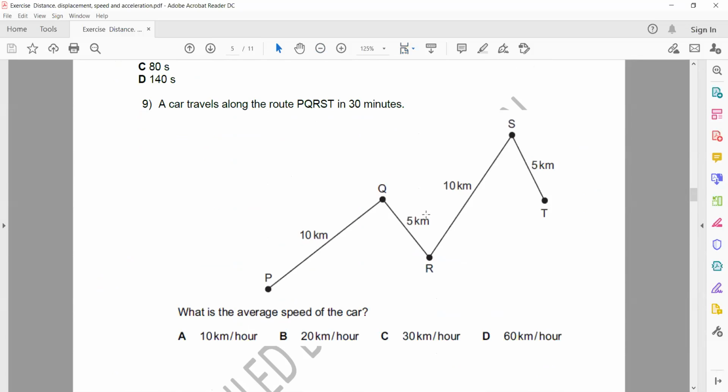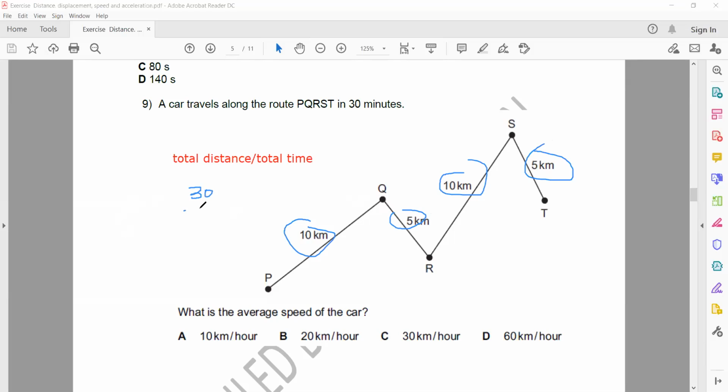In this question, a car travels along a route PQRST in 30 minutes. What is the average speed? So what's the formula to calculate the average speed? Average speed is the total distance divided by total time. In this question, the total distance traveled: it traveled first 10 kilometers, then 5, then 10, and then 5. So total distance traveled is equal to 30.